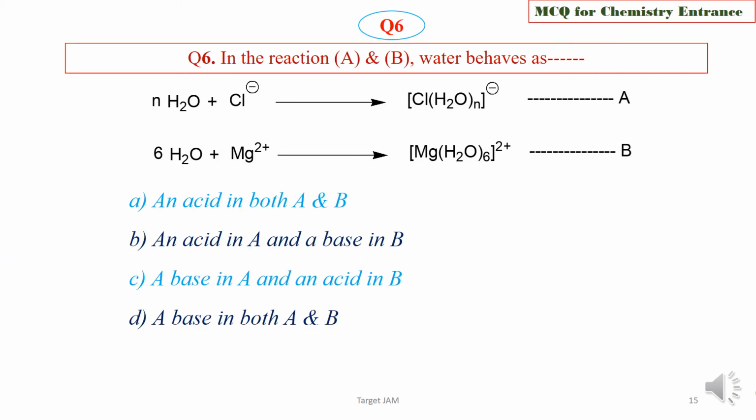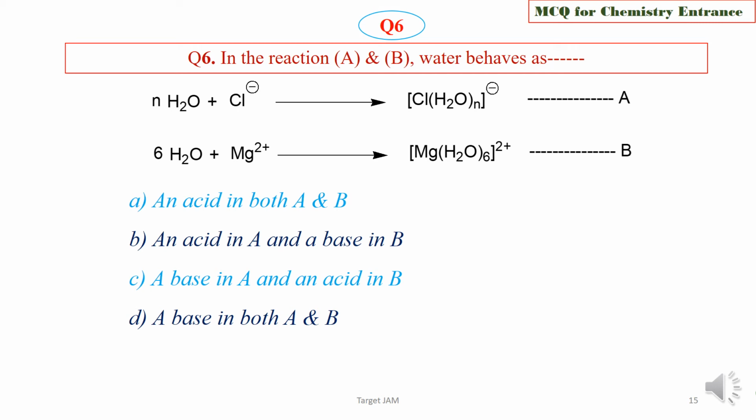Question 6. In the reactions A and B, water behaves as an acid in both A and B, or an acid in A and a base in B, or a base in A and an acid in B, or a base in both A and B. First, see the reaction. Water plus Cl minus equals [Cl(H2O)n] minus. There is complex formation with Cl minus, and another is the complex formation of H2O with magnesium 2 plus. You have to choose the role of H2O in these two reactions A and B.